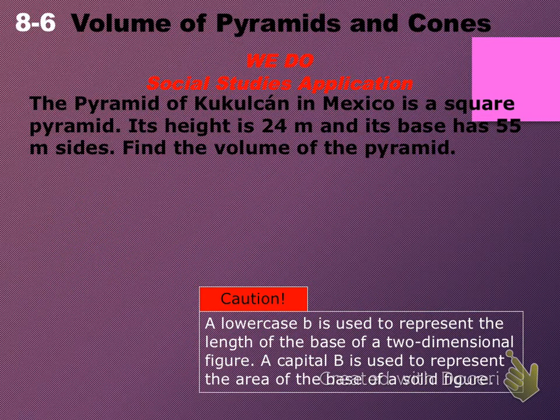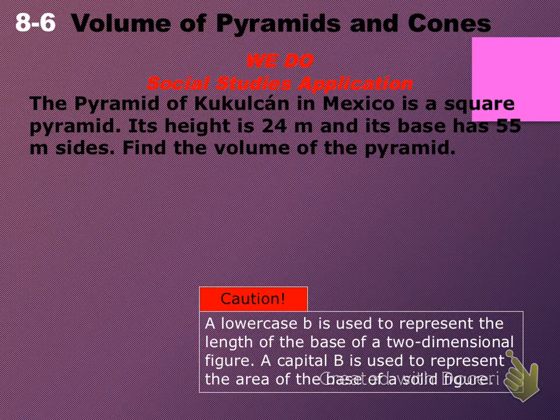Now how are we going to use that? Let's see. The pyramid of Kukulcan in Mexico, sorry if I mispronounced that, is a square pyramid. Its height is 24 meters and its base has 55-meter sides. Find the volume of the pyramid.